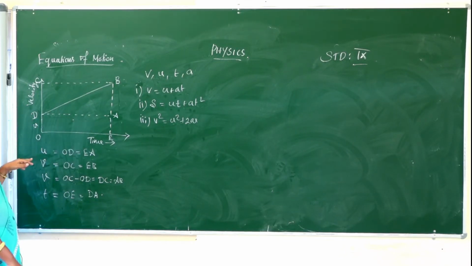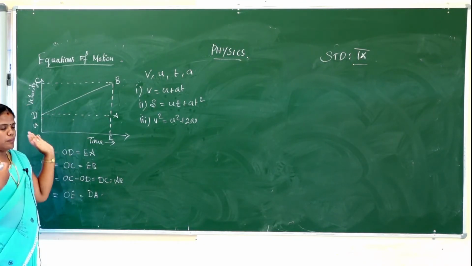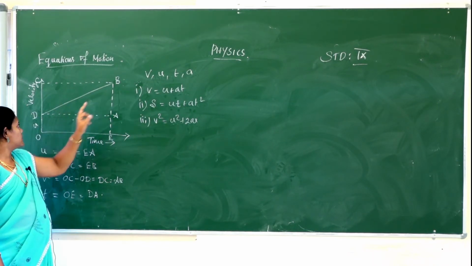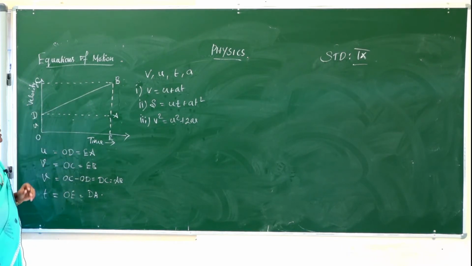Initially the object is at point D, having some velocity u, that is the initial velocity. As time increases, the body or object moves in a particular direction and covers the distance D to B, having the velocity v, that is the final velocity.